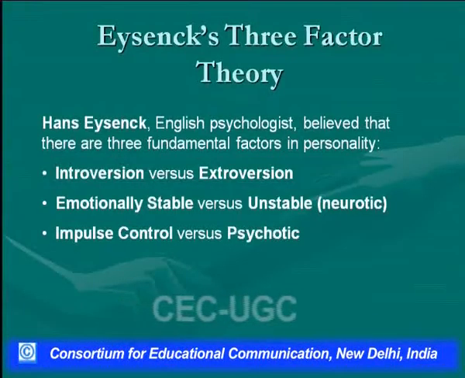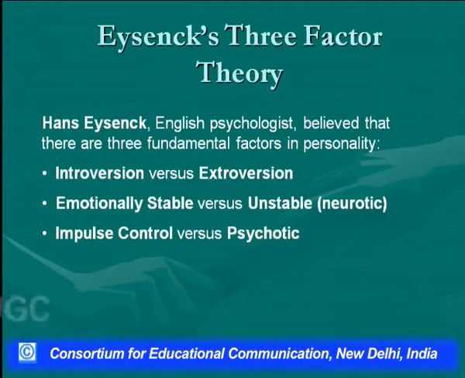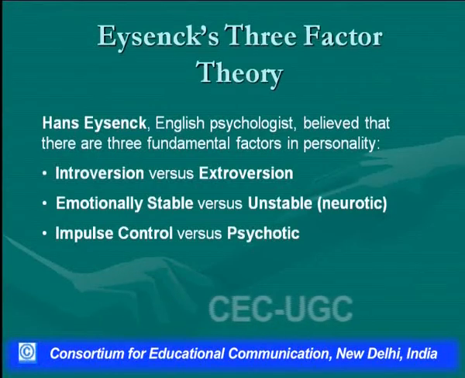Then we discussed Hans Eysenck, the English psychologist, who believed that there are three fundamental factors in personality: introversion versus extroversion, emotionally stable versus unstable, that is neurotic, and impulse control versus psychotic. So we have discussed here the three types of factors: introversion versus extroversion, which has already been done, and emotionally stable versus unstable neurotic persons. Now see, if you look at the different aspects of life, we are very, very happy if we are stable.